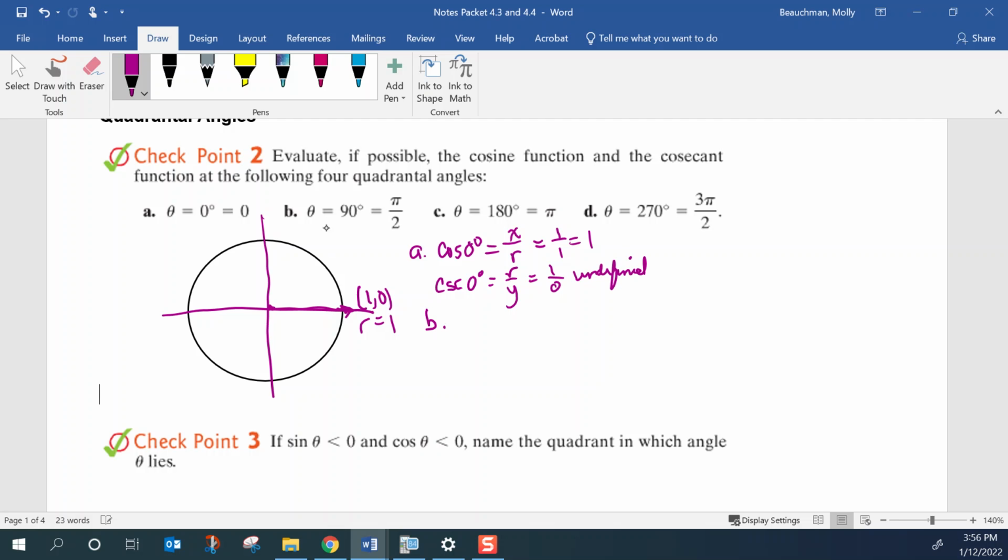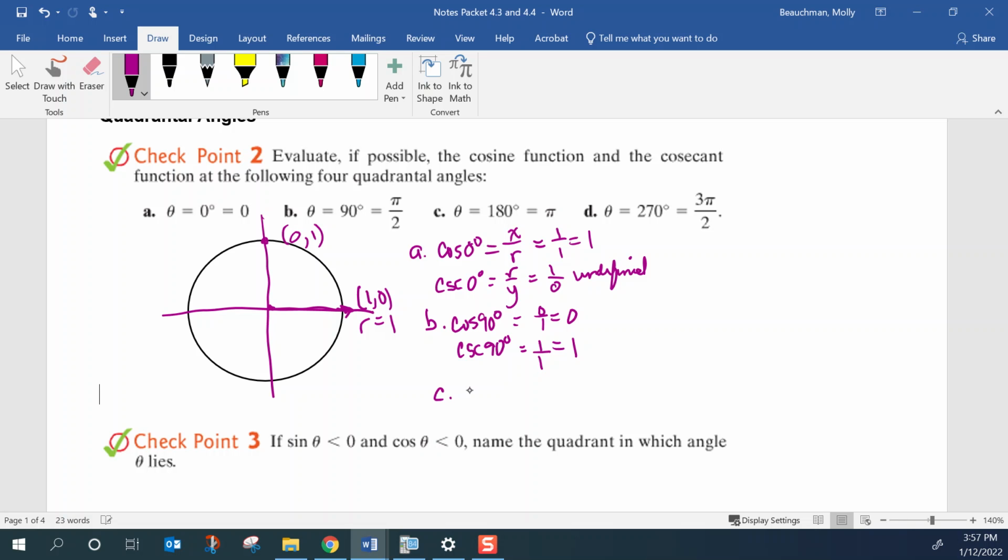Part B, let's see what happens at 90 degrees. We want the cosine of 90 degrees and the cosecant of 90 degrees. Our coordinate this time at 90 degrees is (0, 1). So the cosine of 90 is x over r. X is 0 over 1, which is 0, and that's legal to have 0 in the numerator. The cosecant of 90 is r over y, so that would be 1 over 1. So the cosecant of 90 degrees is 1.